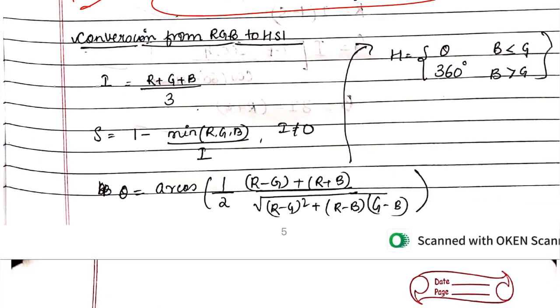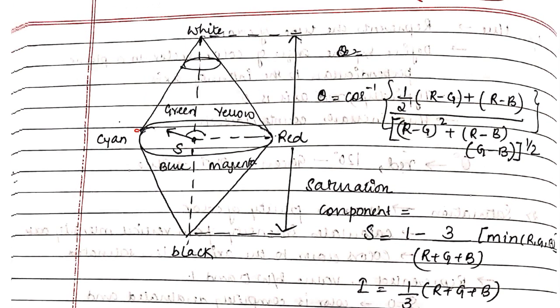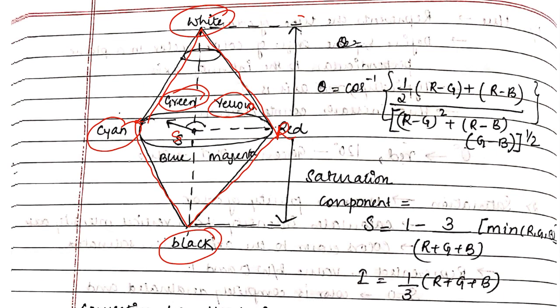So these are the formulas. The same thing again is described here. If I consider this particular prism, this portion is green, this is cyan, this is black, this entire part is red, this is white and yellow. So theta is nothing but cos inverse of half of (R minus G plus R minus B) divided by the square root of (R minus G) whole square plus (R minus B)(G minus B). Okay, how it comes about is not required, only remember the formulas, that's it.